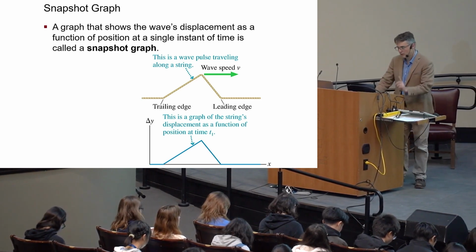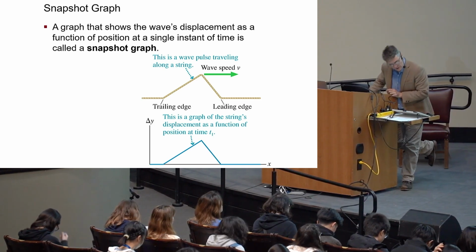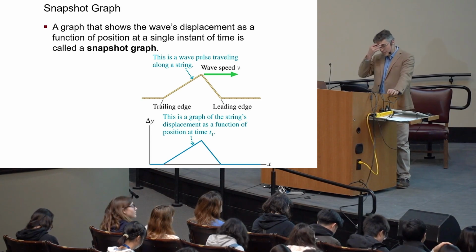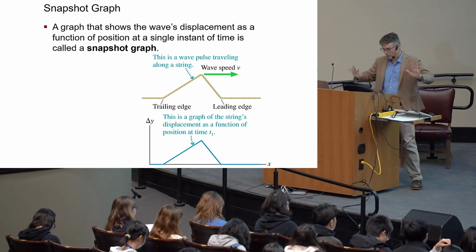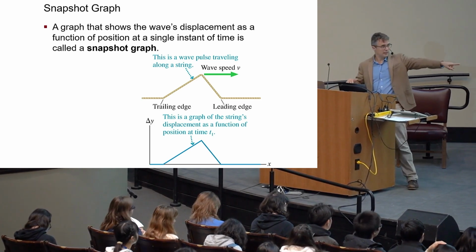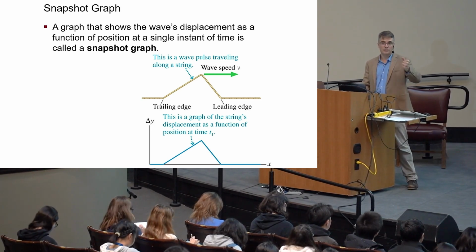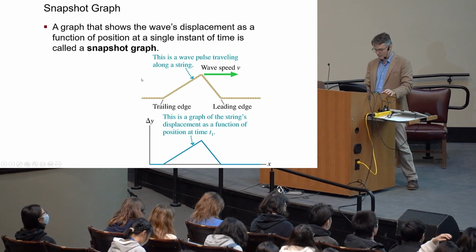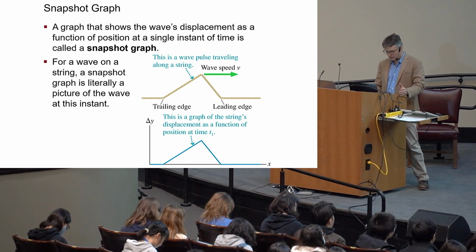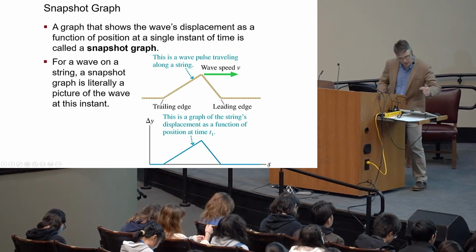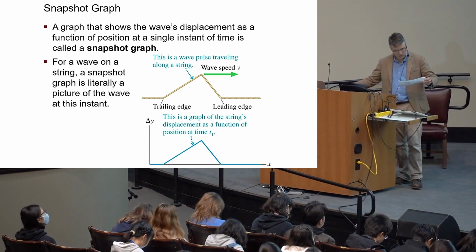So I want to talk about snapshot graphs versus history graphs, because this gets a little confusing. A snapshot graph is pretty easy. If there's a wave, maybe on the wave machine or on a string, and you take a photo of it and freeze time, you would see the wave. It's literally a picture of the wave at a particular instant. So if you plot delta y versus x, that would be a snapshot.